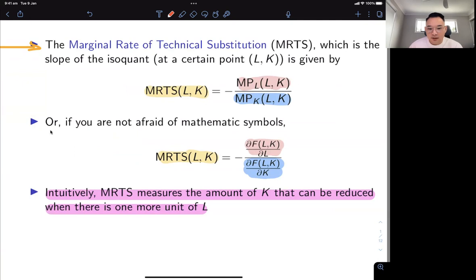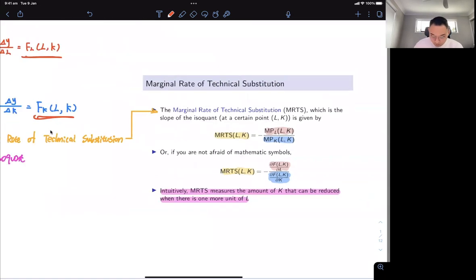Intuitively, MRTS measures the amount of K that can be reduced when there's one more unit of L. So in a sense, it means if we're trying to keep the production level constant, how much of K you need to sacrifice, or you can reduce, when you are adding one more unit of L, okay? In the end, you will have the same production level, okay?